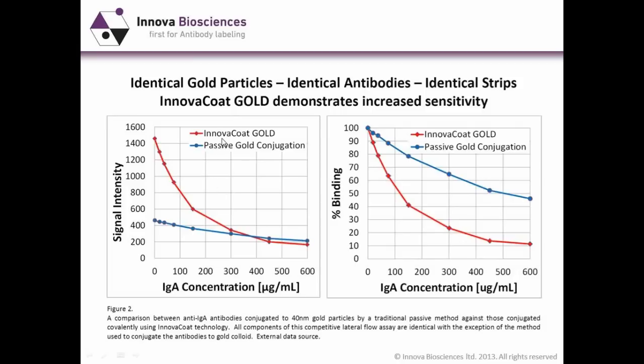So you can see with the passive gold conjugation, the signal is far less than with the coated gold, and also the percent displacement is far greater with the coated gold. So you have a far better assay, perhaps because the antibody appreciates being attached to the surface coat rather than to the metal.